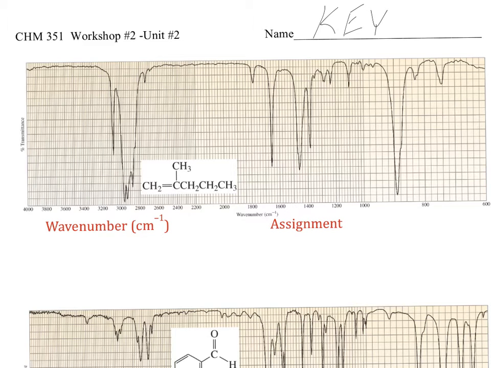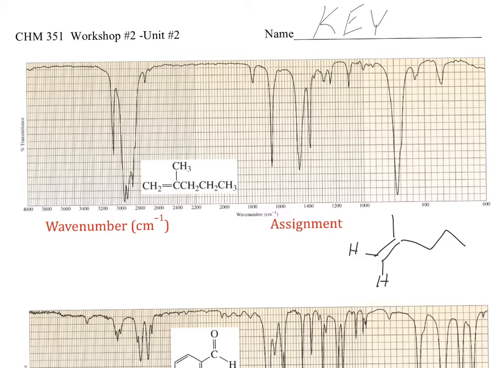Alright, working on the key for our workshop number 2 from Unit 2. So the first thing I would do, in these cases where you are given the actual compound, is redraw it in that kind of stick figure way. I like to do that because I think I can see it better that way. So this tells me I have an alkene.